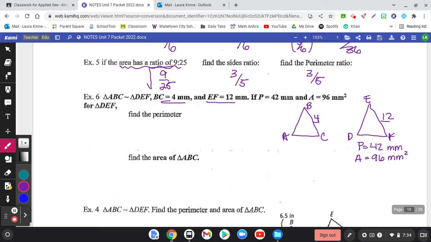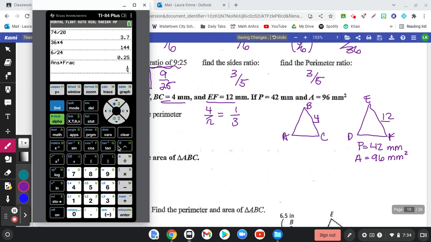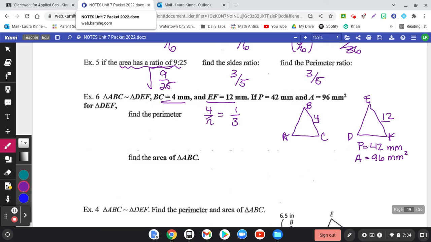4 to 12 equals 1/3. Okay? How did I do that? I just simplified the fraction. 4 goes into both of those. 4 divided by 12. Math, enter, enter. 1/3. Okay. So let's start with the perimeter.